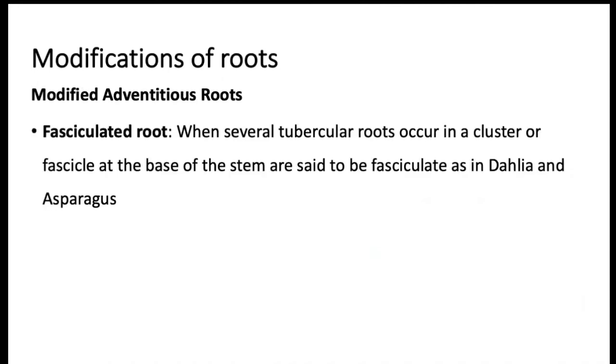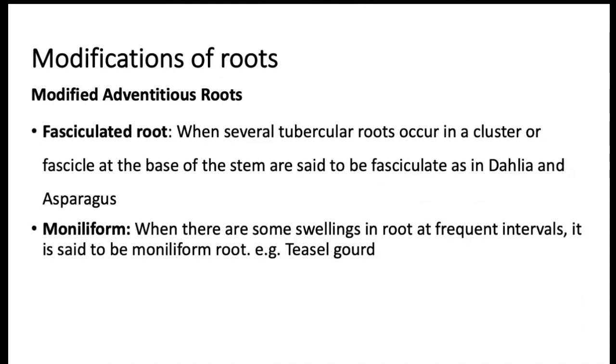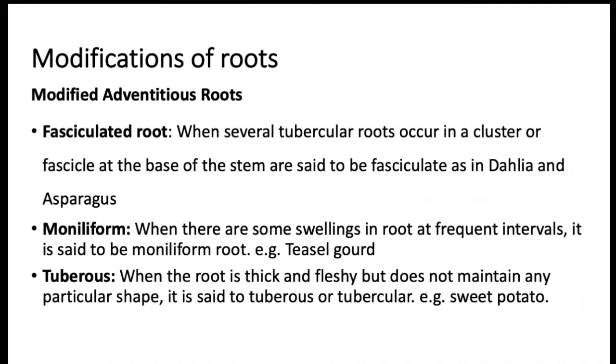Now let's go to the modification of the adventitious root system. The adventitious root system is modified into different types, but first of all, we'll see the fasciculated, moniliform, and tuberous. Fasciculated root: when a group of fibrous or adventitious roots becomes swollen for the storage of food or some other reason at the base of the stem, it is called fasciculated.